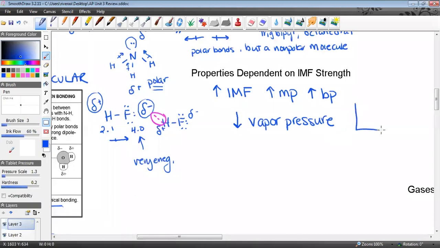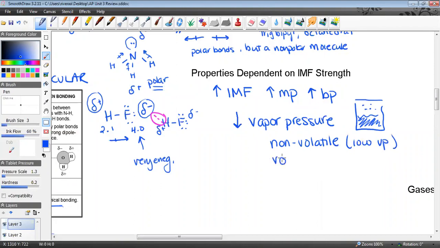Remember, you guys, vapor pressure is the pressure exerted by the gas phase of a substance above its liquid phase. So if we have a strong IMF keeping it in the liquid phase, we're not going to get a lot of particles up there, and we're going to get low vapor pressure. Substances that have low vapor pressure are called non-volatile substances.